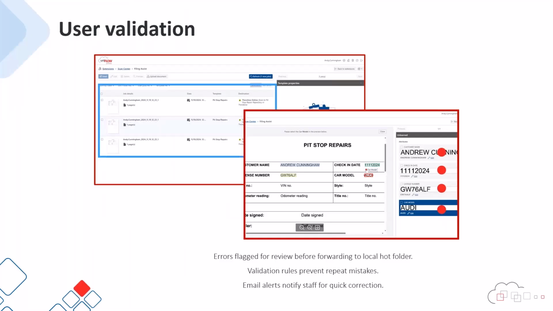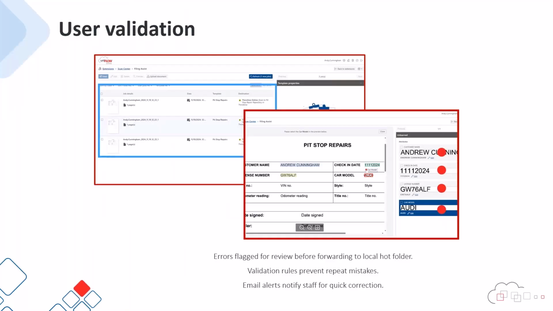So when the forward without confirmation setting is disabled, all jobs, regardless of whether they have an issue or not, stay in the Filing Assist queue for review. Errors are highlighted, and by clicking on the job, it shows the details. For example, a car model could be misread as Audi, with the I being a 1 instead of an I. Validation rules define what's acceptable and can be adjusted to prevent future issues with regards to the scanner.